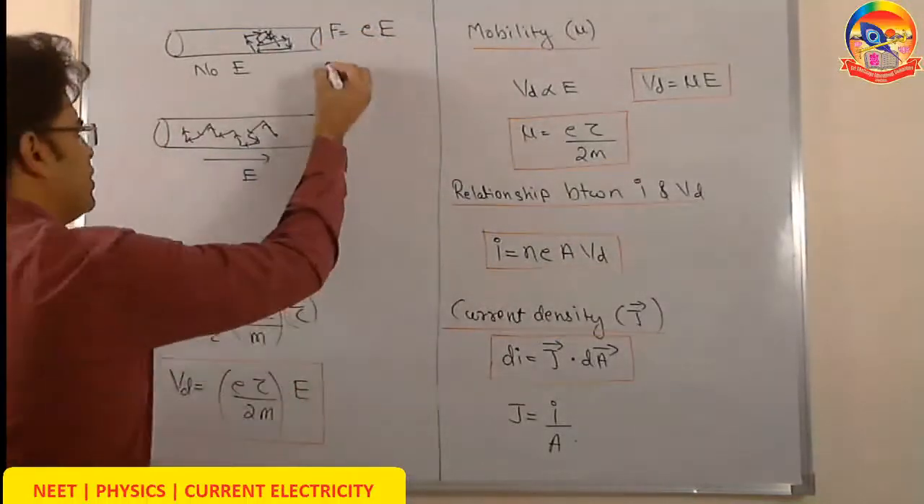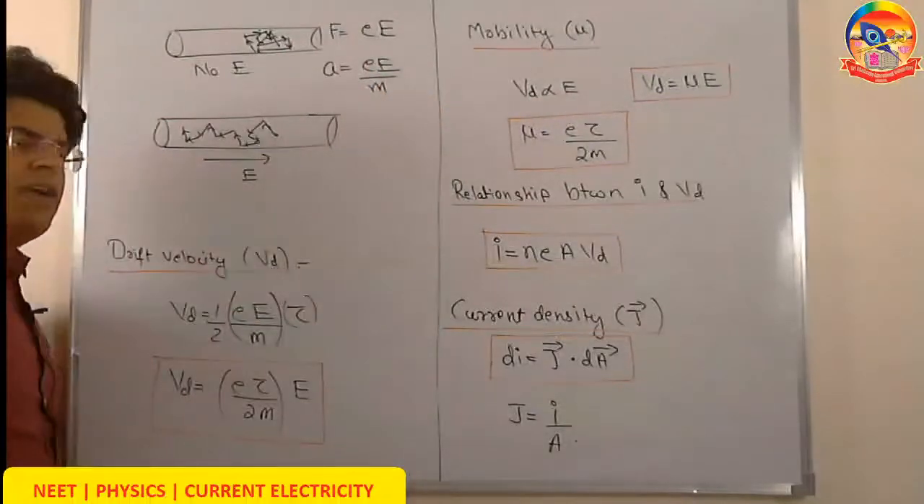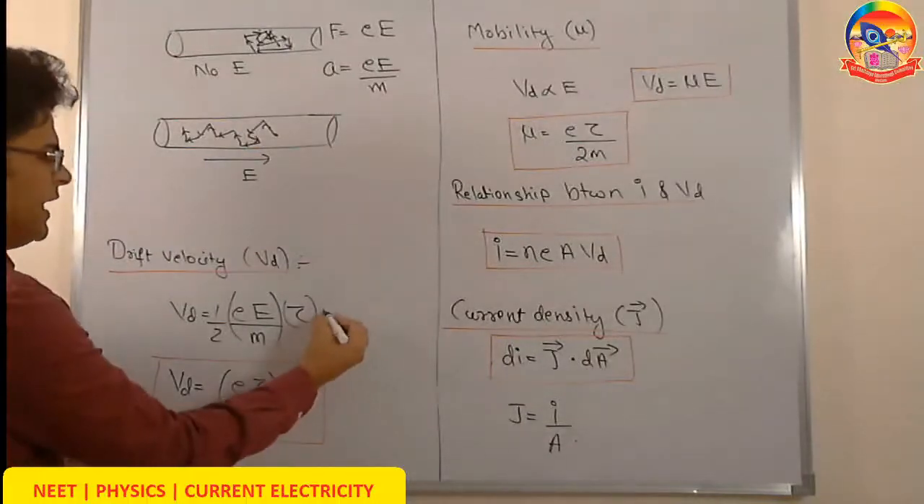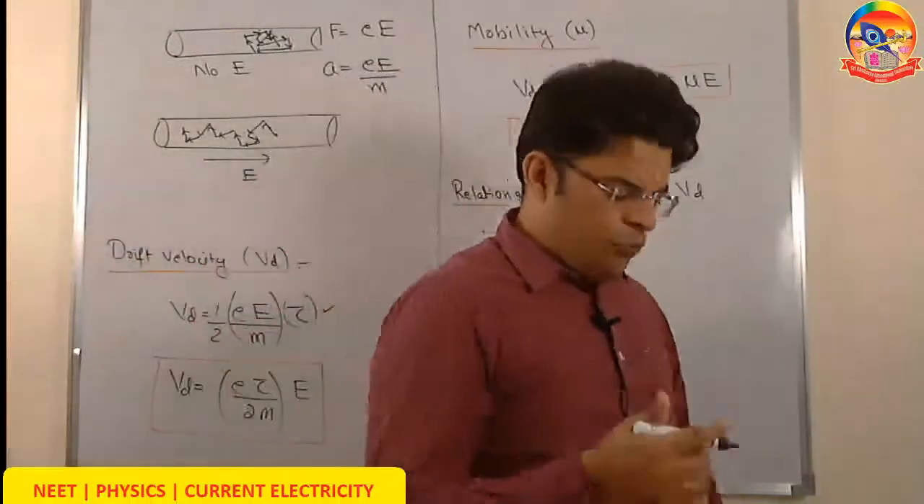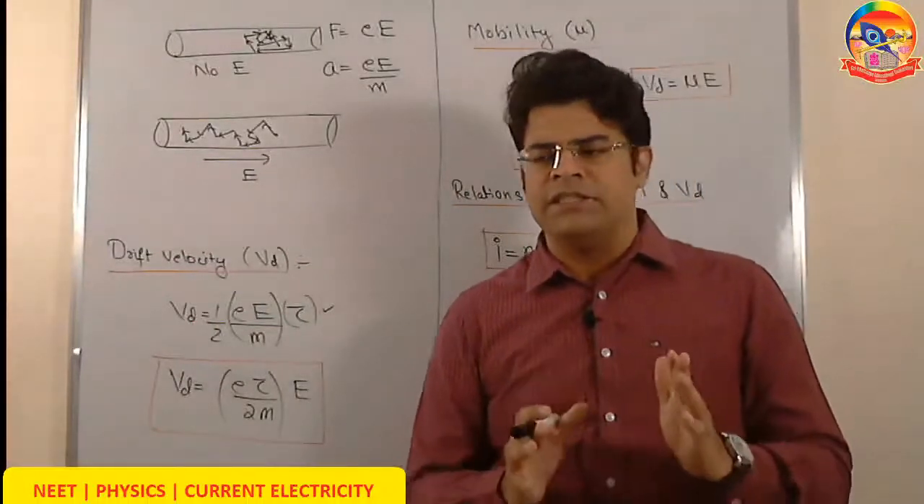So, the acceleration of the electron will be eE by m. To find the drift velocity, what is the average velocity gained by the electron? First, we need to understand this term called relaxation time, tau. Relaxation time is the average time gap between two successive collisions.